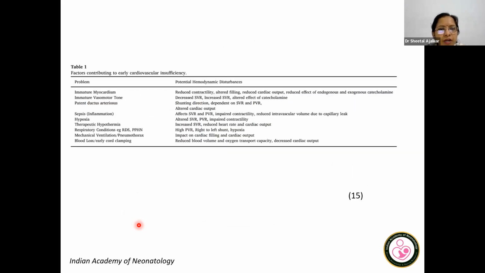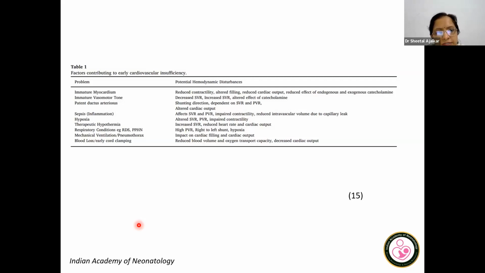Which are the factors contributing to early cardiovascular insufficiency? Immature myocardium, as I told, immature vasomotor tone, where systemic vascular resistance can increase or decrease, altered effect of catecholamines, PDA, and sepsis can set in and cause cardiovascular insufficiency. Hypoxia can again affect the CVS status, and so can therapeutic hypothermia. In sepsis, it will affect the SVR as well as PVR. It can cause impaired contractility and reduced intravascular volume due to capillary leak. In hypoxia, there can be altered systemic vascular resistance, high pulmonary vascular resistance, and myocardial dysfunction. Therapeutic hypothermia causes increased systemic vascular resistance, and it decreases the heart rate and cardiac output.